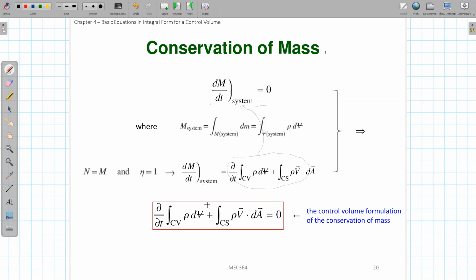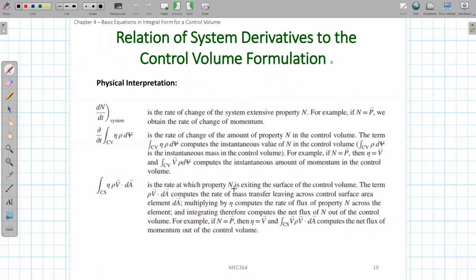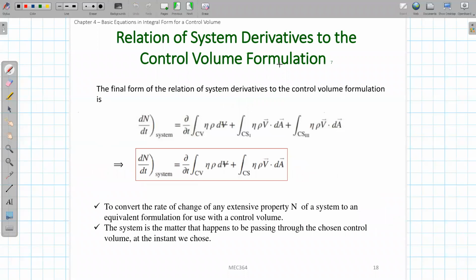Okay, so this is the mass conservation in a closed system, and this will be the mass conservation for control volume. All right, and so now you see that these two are different. The way we convert from this one to this one is by using these correlations from the system derivative to the control volume formulation, or the derivative in the control volume.